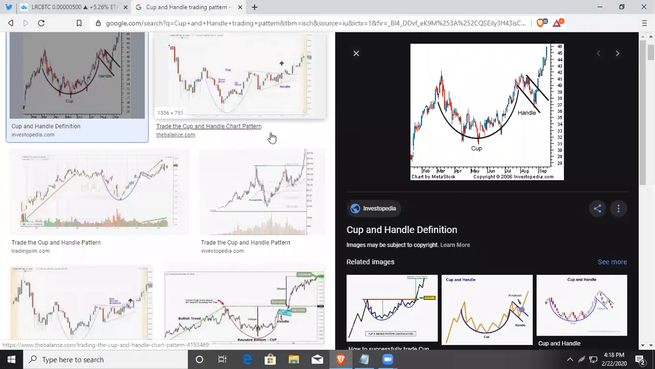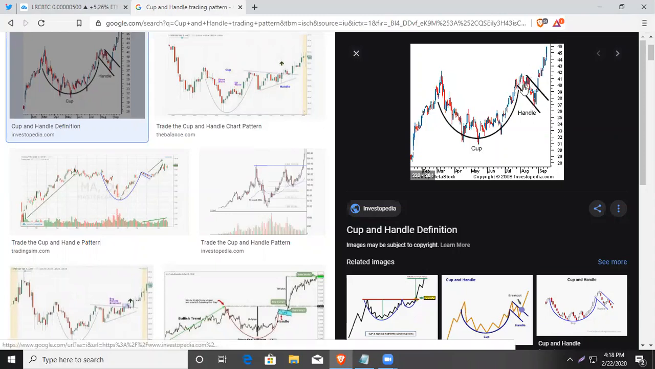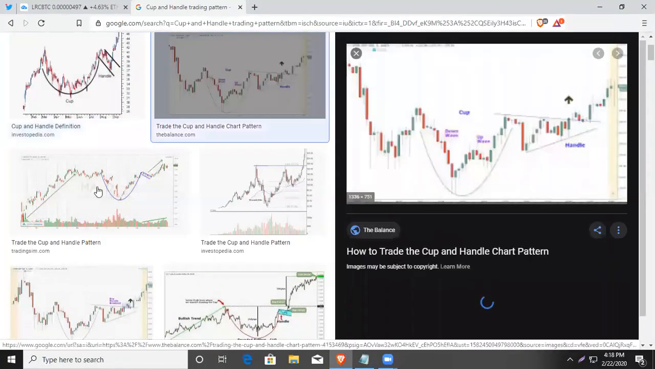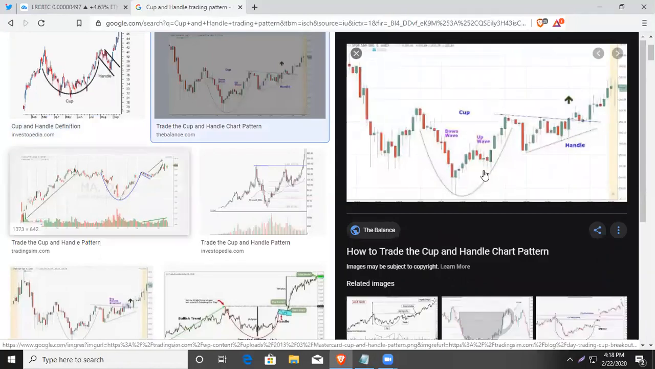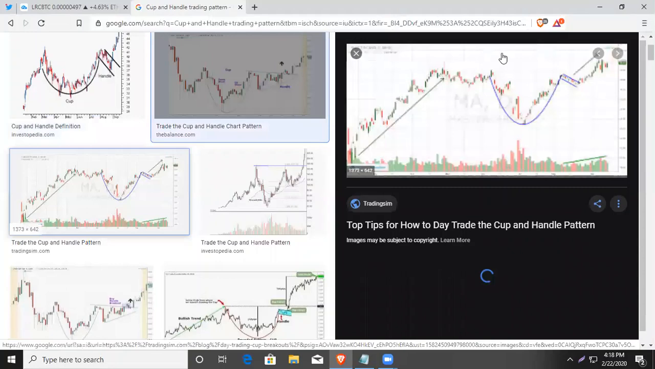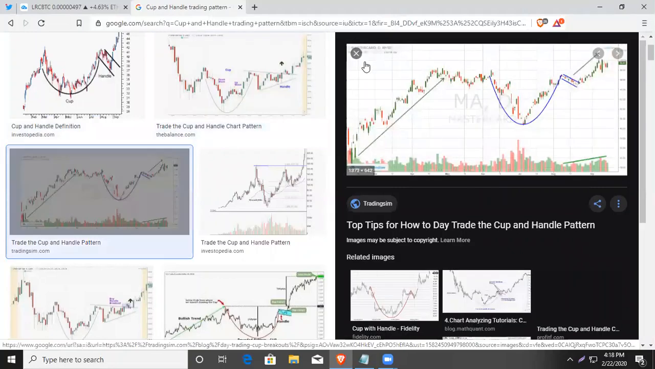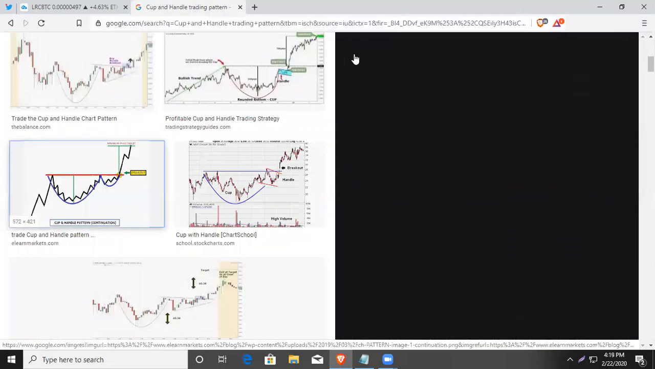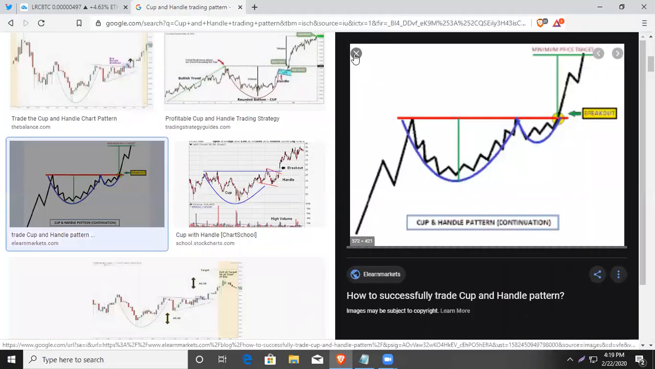I've just googled some images for you. Like here we have a round shape. Okay, the round shape with a handle of, you can say, a bull flag, right? That is a cup and handle pattern. Another example is with a bullish pennant kind of structure with a cup. That is also a cup and handle, right? Here we have another with a bull flag. Okay, and in the same manner on Google you can see many patterns with the cup and handle shape.